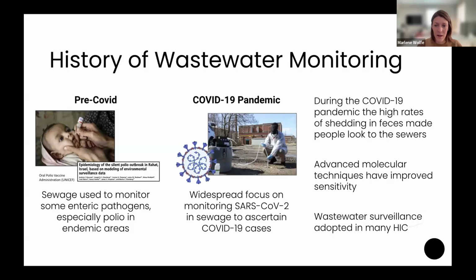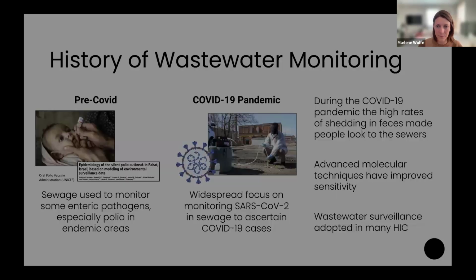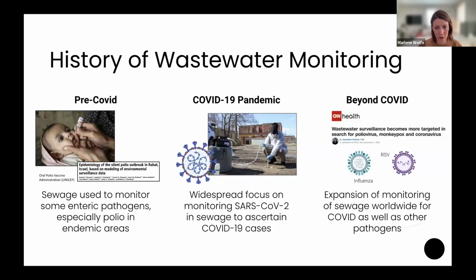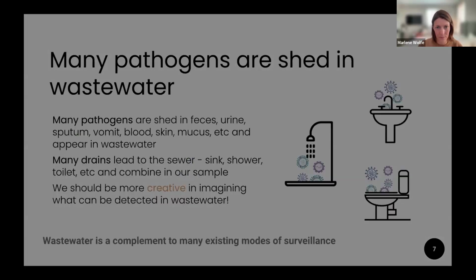During COVID, the high rates of shedding in feces of SARS-CoV-2 made people look to the sewers and think, well, this could be a useful tool for this case too. Advanced molecular techniques have also improved sensitivity recently, and so wastewater surveillance, therefore, has been adopted in many high-income countries. And now we're looking beyond COVID to the expansion of monitoring of sewage worldwide for lots of other pathogens as well.